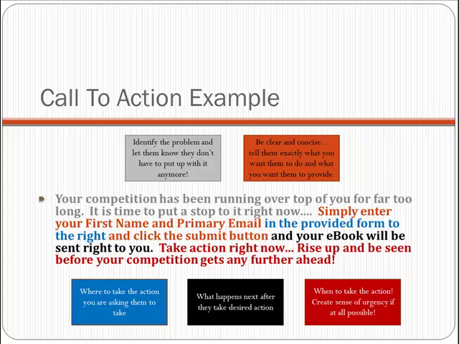Now we're going to break this down, and we've got it color coordinated here to help us see what we're talking about. We're going to start with gray. It says to identify the problem and let them know they don't have to put up with it anymore. Let's take a look and see if we've done that. Your competition has been running over top of you, so you've identified the problem, and for far too long. It's time to put a stop to it right now. So basically, you're letting them know the problem and that they don't have to put up with it anymore. That we're going to put a stop to it right now.